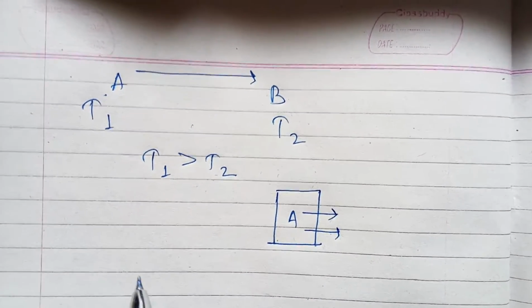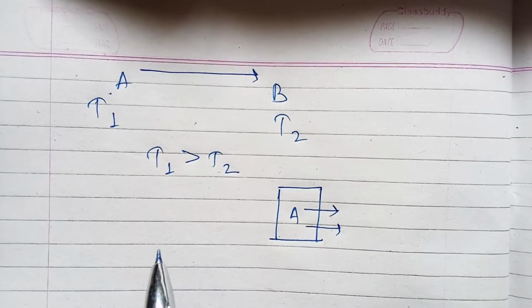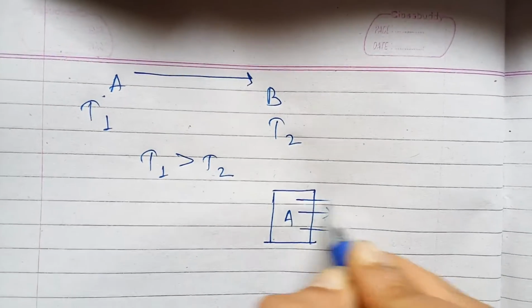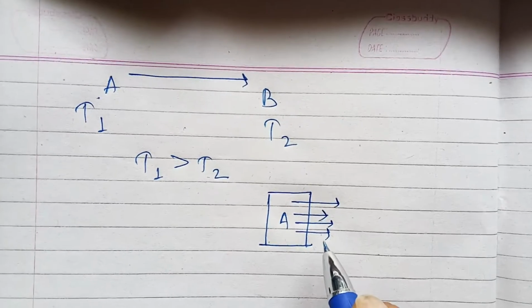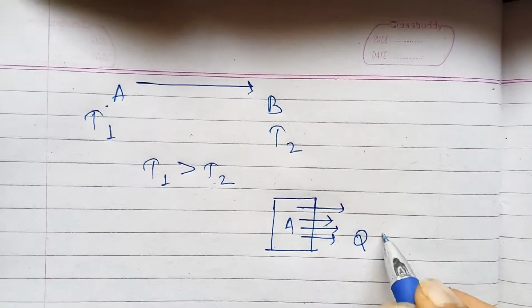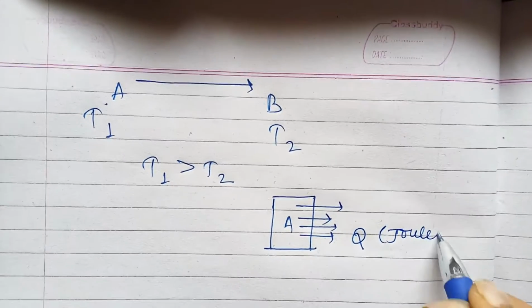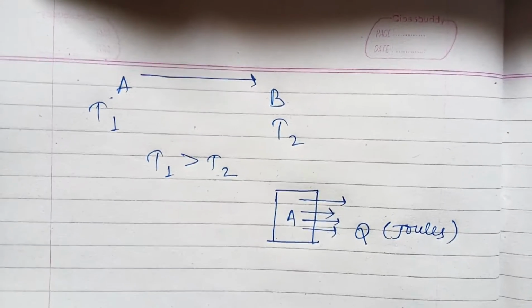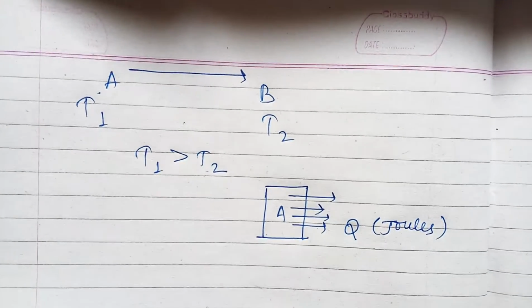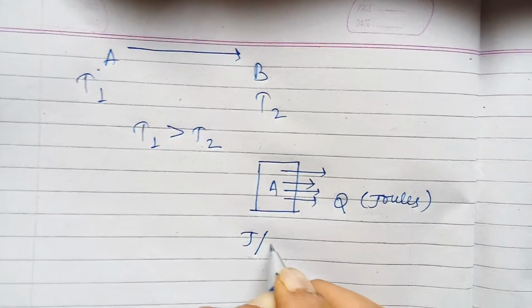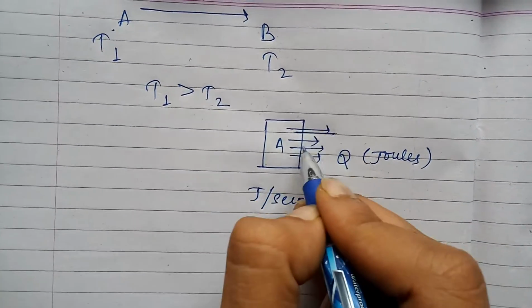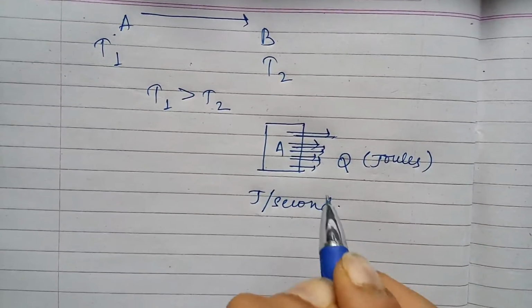The amount of heat energy transferred during the process over a given period of time is denoted by letter Q. That means the amount of heat which is going through this body is denoted by Q, whose unit is joules. While the amount of heat transfer per unit time is called heat transfer rate. That means joules per second. That means the number of joules going outwards from A per second.